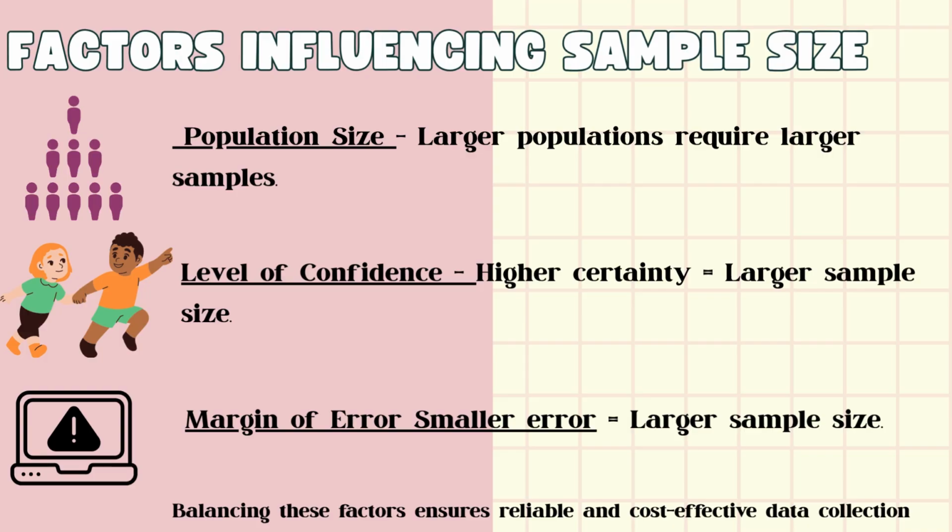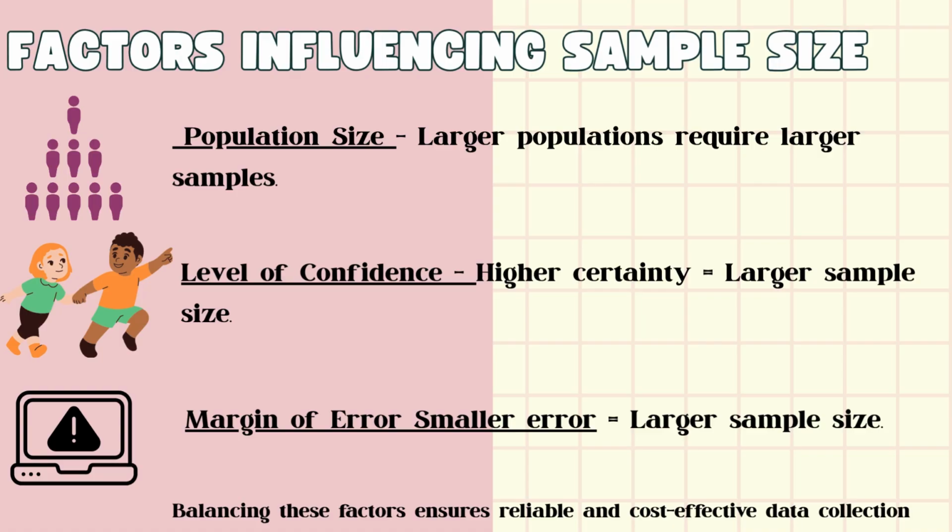Number 2, confidence level. The confidence level refers to the degree of certainty or reliability we have in our conclusions based on the sample data. The higher the confidence level, the larger the sample size needed to achieve that level of confidence. Some common confidence levels are 90%, 95%, and 99%.